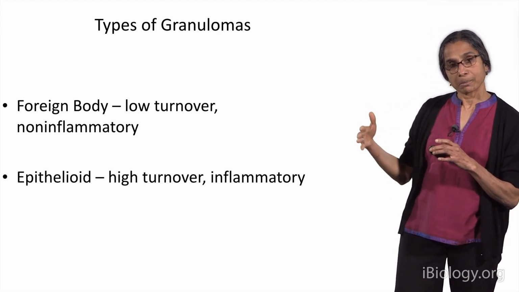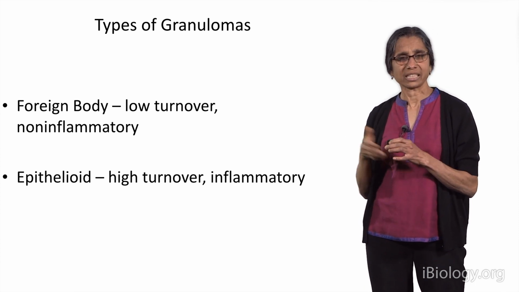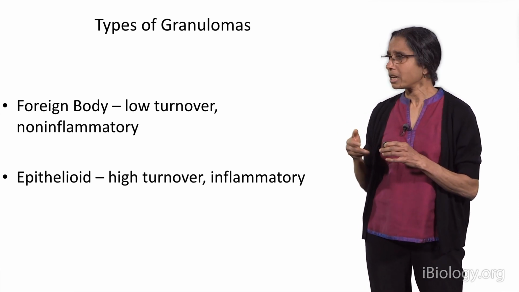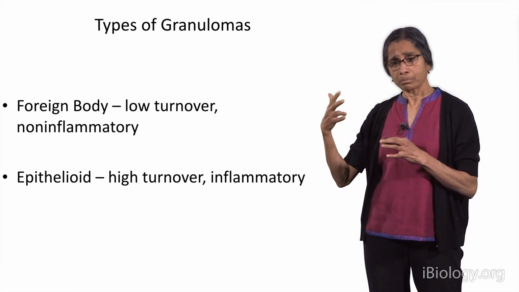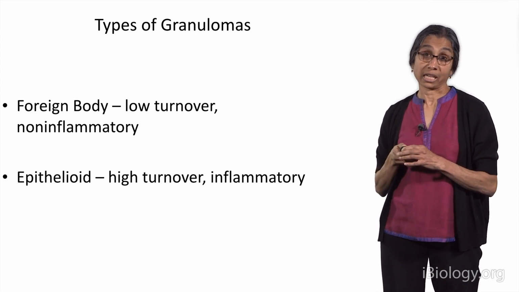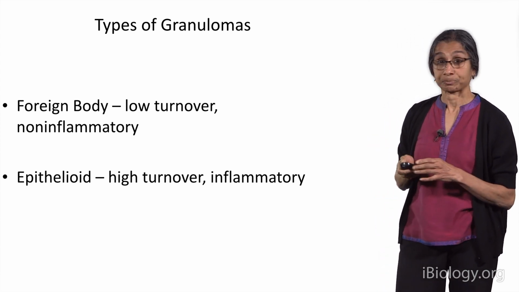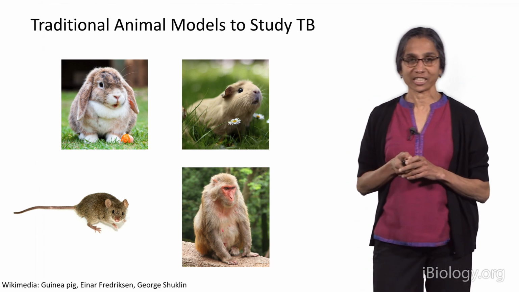In contrast, the types of granulomas that form with tuberculosis, and pretty much any medically significant granuloma, tend to be high turnover granulomas, where there's a rapid death of macrophages and a repopulation by new ones, and they can be very inflammatory structures.